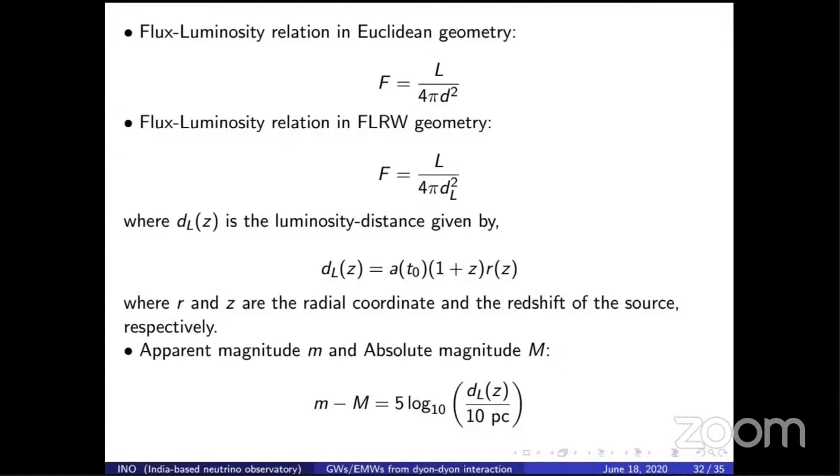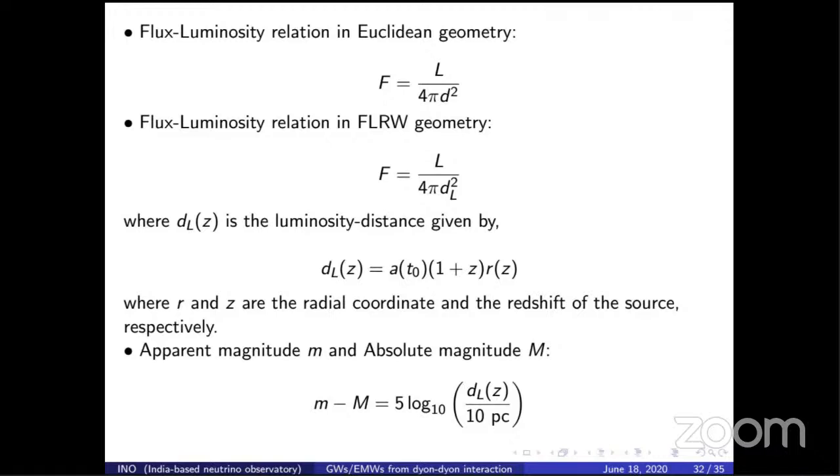Of course, optical astronomers, they prefer instead the apparent magnitude and the absolute magnitude relation. Apparent magnitude is nothing but proportional to minus 2.5 log base 10 of the flux, while the absolute magnitude of a source is nothing but the apparent magnitude that the source would have if it was at a distance of 10 parsec. Parsec is nothing but 3.26 light years.